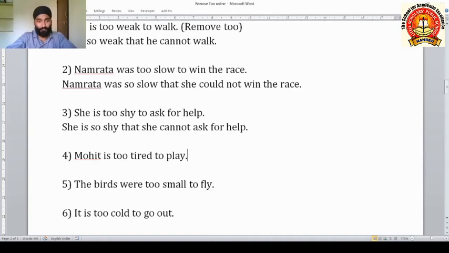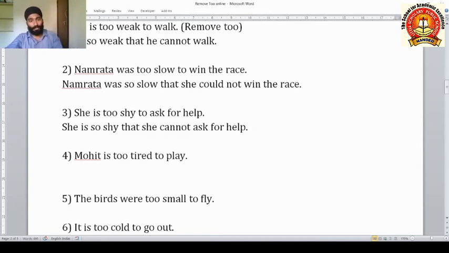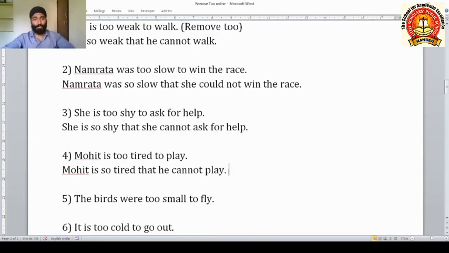Fourth sentence, Mohit is too tired to play. Mohit is so tired that he cannot play. See students, in this sentence, Mohit is masculine, so we have used "he". In the second sentence, Namrata was feminine, meaning Namrata is a girl. This is why we have used the pronoun "she".